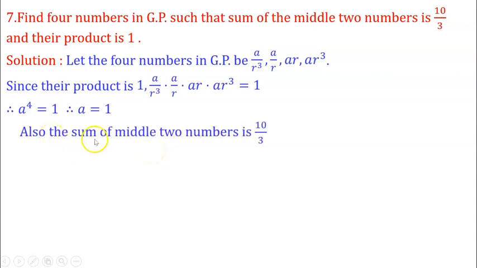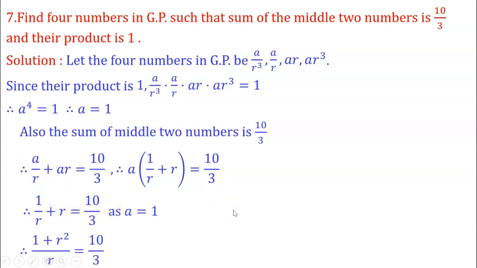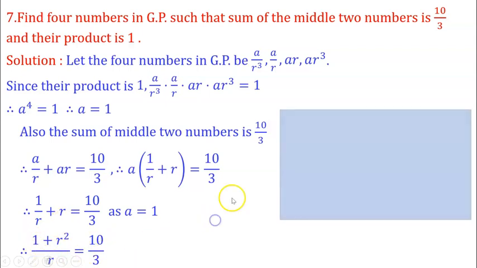Also, the sum of the middle two terms is 10 by 3. The middle terms are a/r plus ar is equal to 10 by 3. Take a as common. Then in the bracket you will get 1/r plus r, that's equal to 10/3. Substitute the value of a as 1. Then you will get 1/r plus r is equal to 10 by 3. After simplification, you will get (1 plus r^2)/r is equal to 10 by 3.